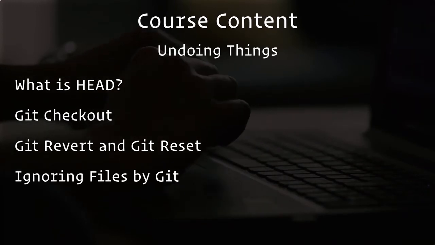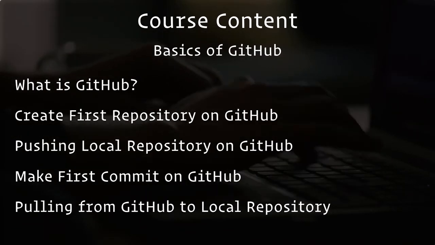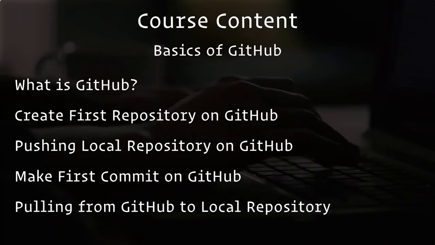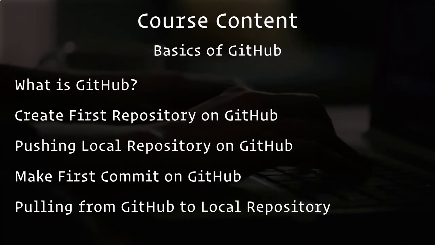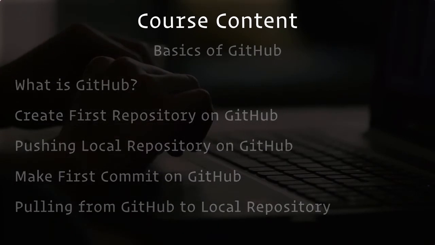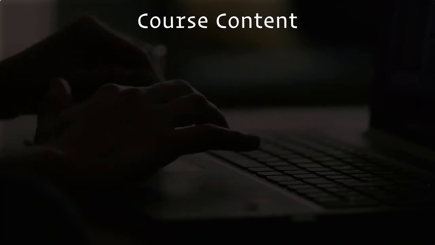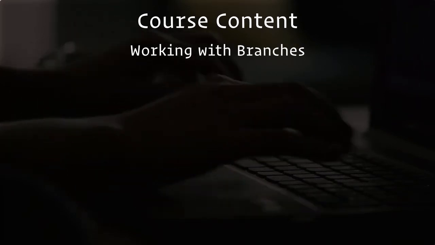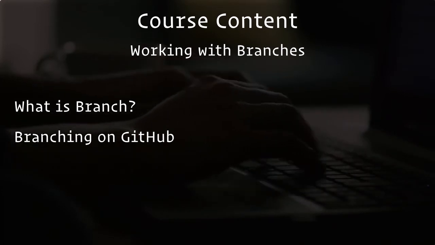Once we get some solid knowledge about Git, then we will start learning about the basics of GitHub. We will go through topics such as creating a repository on GitHub, connecting the local repository to a remote one, making commits, and much more. Next, we will move on and see how to work with one of the greatest features of Git, which is branching. You will learn how to deal with branches locally and also remotely.